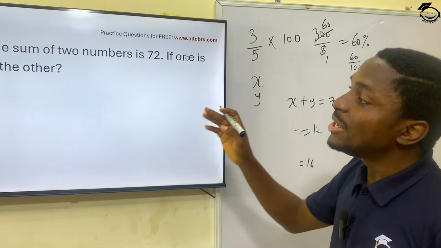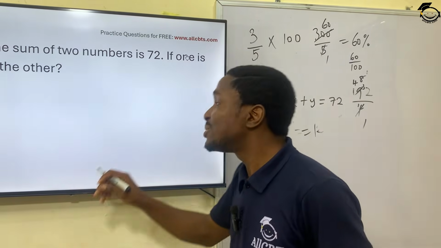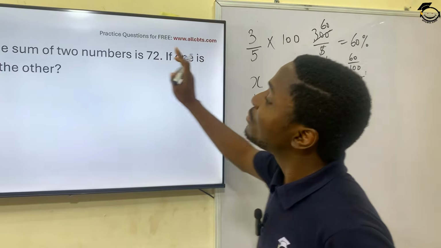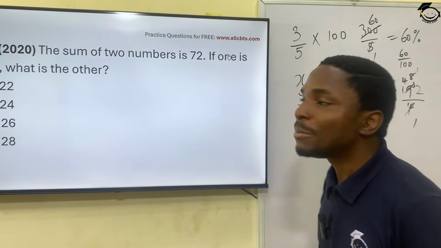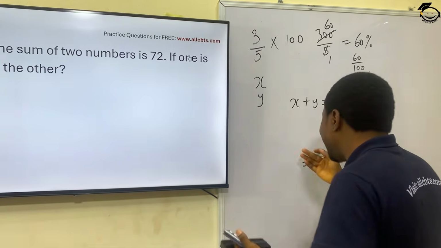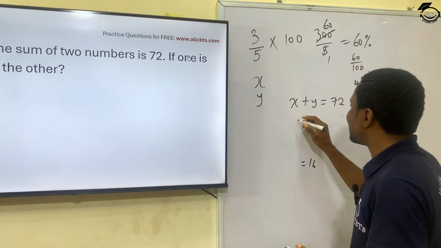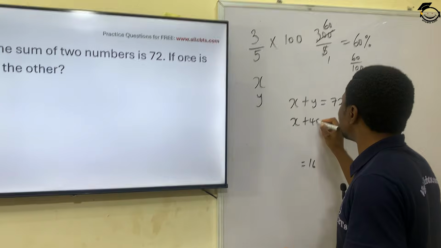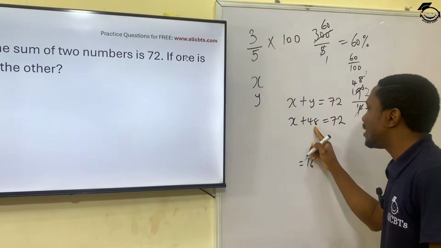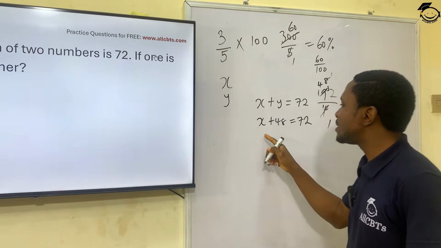Now, the question even helps us by telling us what one of the numbers is. So it says if one of the numbers is 48, what's the second number? So one of the numbers has been given to us as 48. Let's say it's this Y. So X plus 48 equals 72. So we have Y, we don't have X.